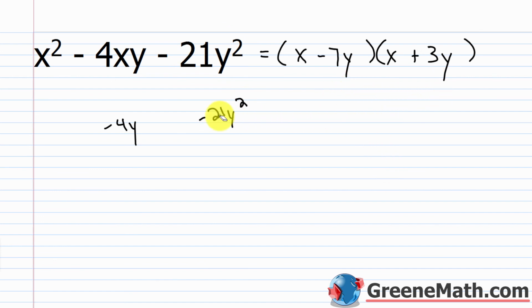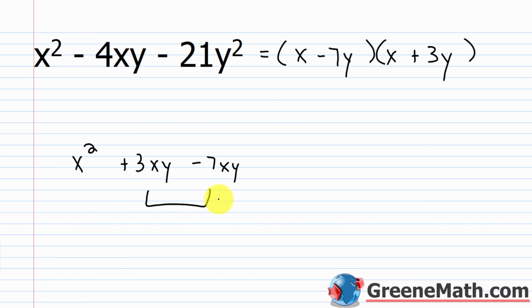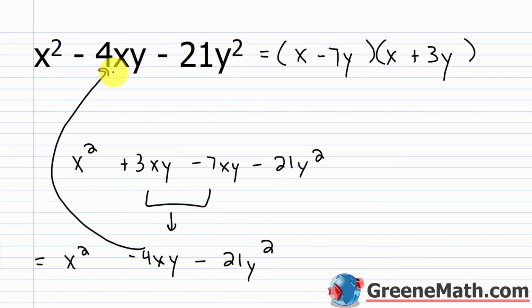So again, I like to check things. X times x is x squared. Outer x times 3y is plus 3xy. Inner negative 7y times x is minus 7xy. These would combine together to be negative 4xy. And then negative 7y times positive 3y would be negative 21y squared. So again, if I combine like terms here, I get x squared minus 4xy minus 21y squared, which is exactly what I started with right there.